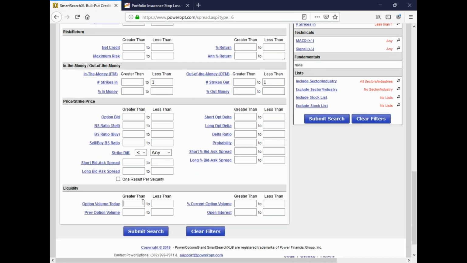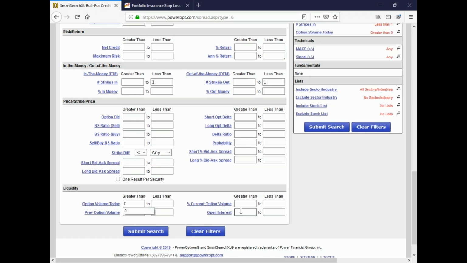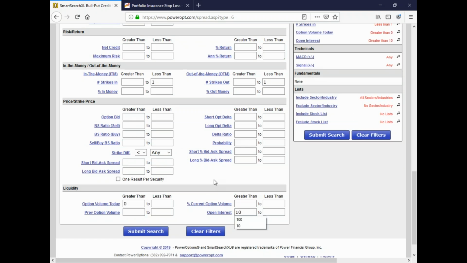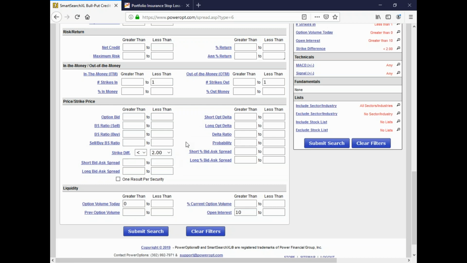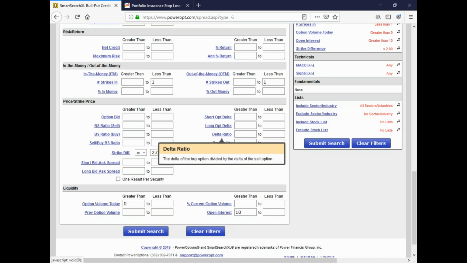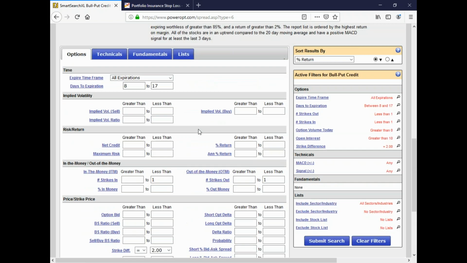Now, I might look for some volume to make sure there are some good contracts out there and some good open interest, so to see some activity. But I'm not going to worry about the delta. I'm not going to worry about anything else, but I'm going to keep the strike difference around $2. That was the base suggestion from Ian. So I'm going to put the strike difference equal to $2 for our August 16th expiration. You could change that to 5 depending on what structure you wanted to use.